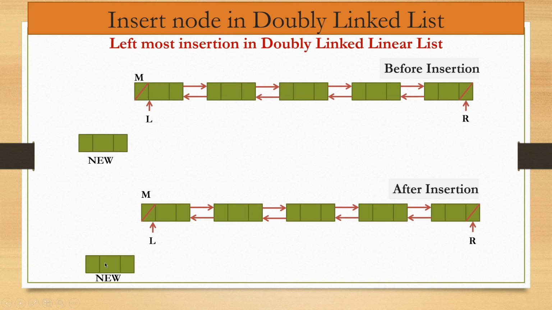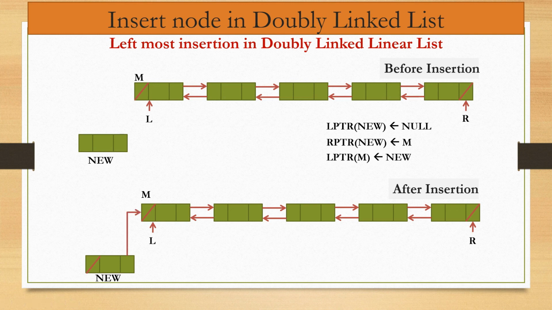So this is a new node and it has three fields. There is a left pointer, info and right pointer, right? So now null is assigned to the left pointer of new. This is the new and the left pointer of new now becomes null because it is inserted in the leftmost position. Then the right pointer of new is equal to M. This is the right pointer of new, that is equal to M, right? Then LPTR of M, this is the left pointer of M, that now becomes new, right?